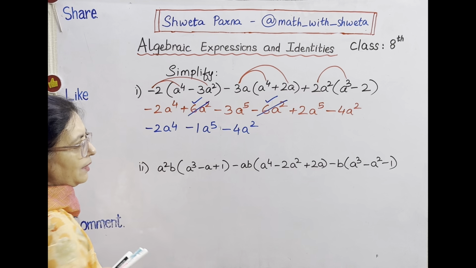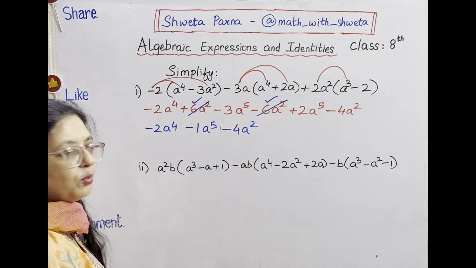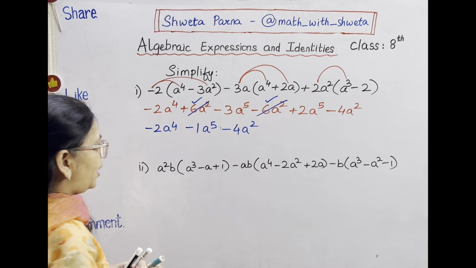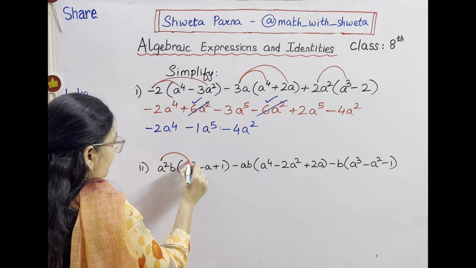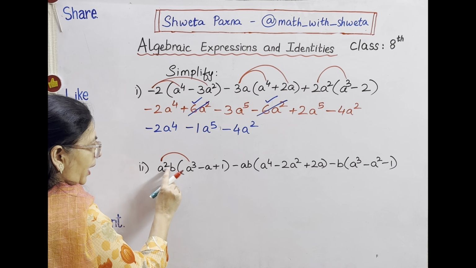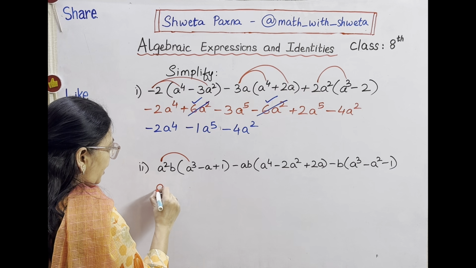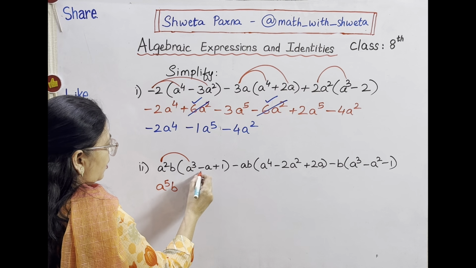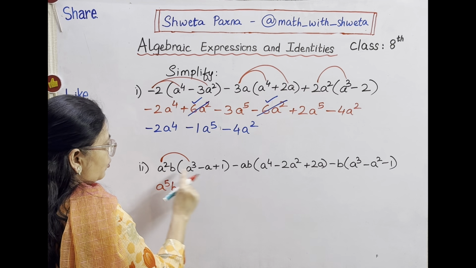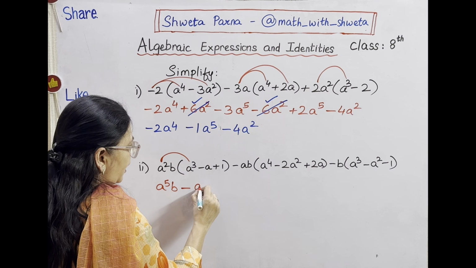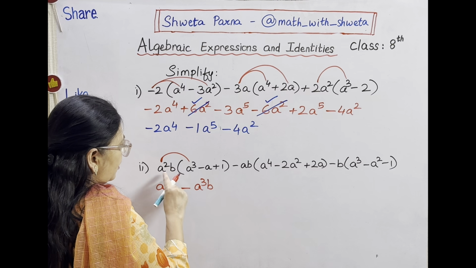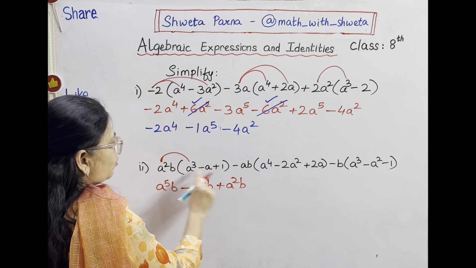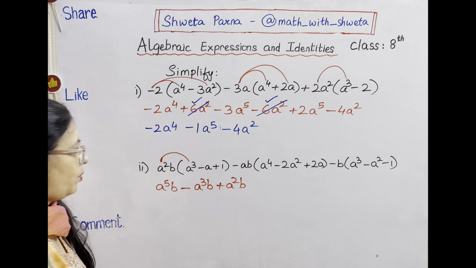Now a square b, this is an expression given to you. Same rule you will follow. Baby has to go to mama, baby has to go to dada. So first we will multiply it with this. Now a square into a cube will become a to the power 5 and b. Then this minus a square into a raised to 1 is a cube b plus a square b, because a square b into 1 is a square b.